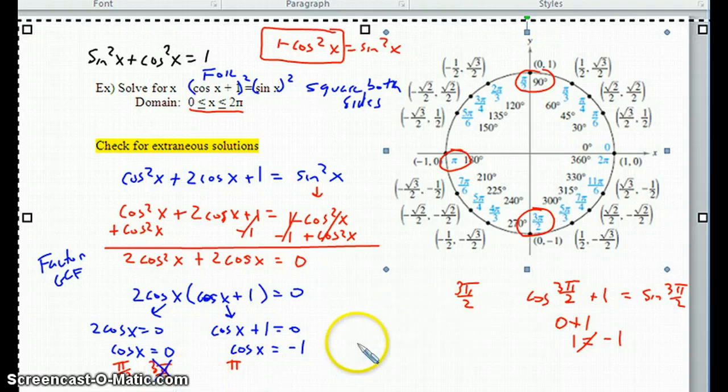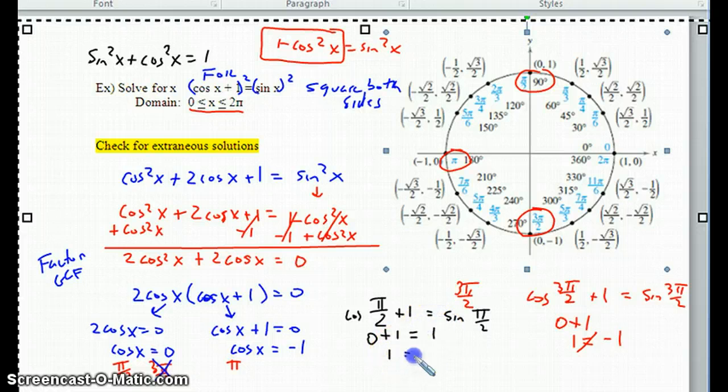Let's go through and check pi over 2. So if I check pi over 2, is the cosine of pi over 2 plus 1 the same as the sine of pi over 2? Well, the cosine of pi over 2 is 0. 0 plus 1 would give me a 1, and the sine of pi over 2 is 1 also. So 1 equals 1, so this will work out.